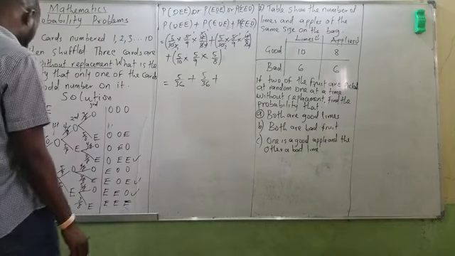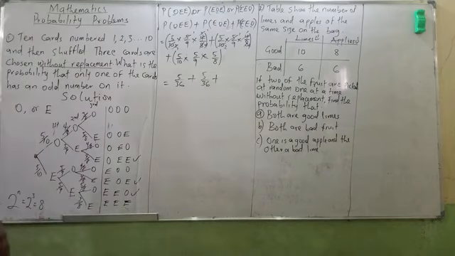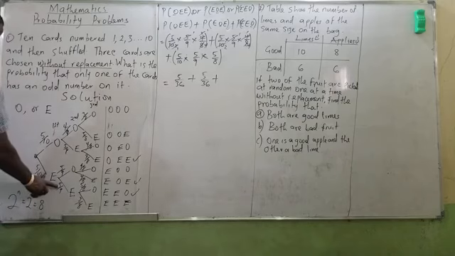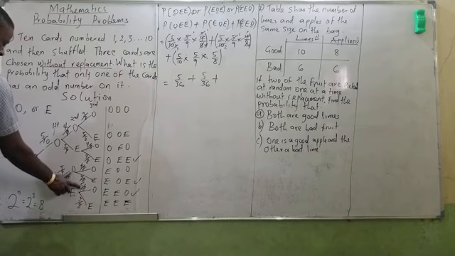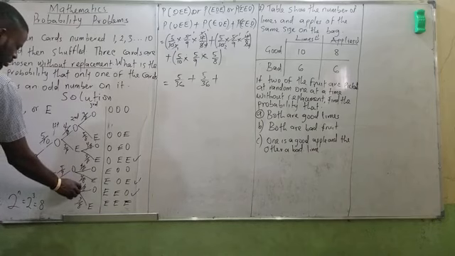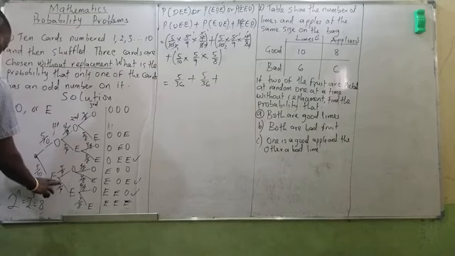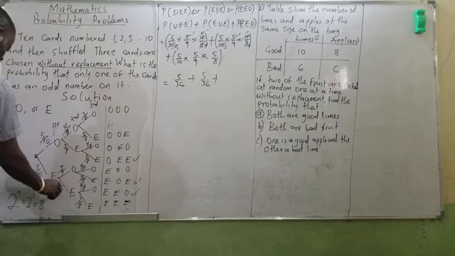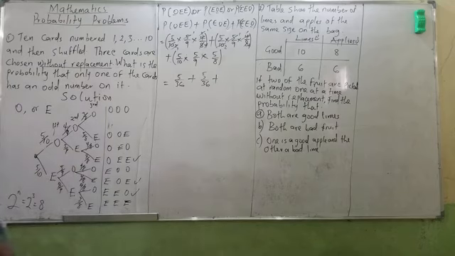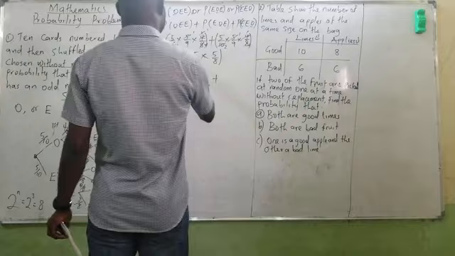This is 4 all over 9. Here is supposed to be 4 all over 9. Sorry about that. It will be 4 all over 9.